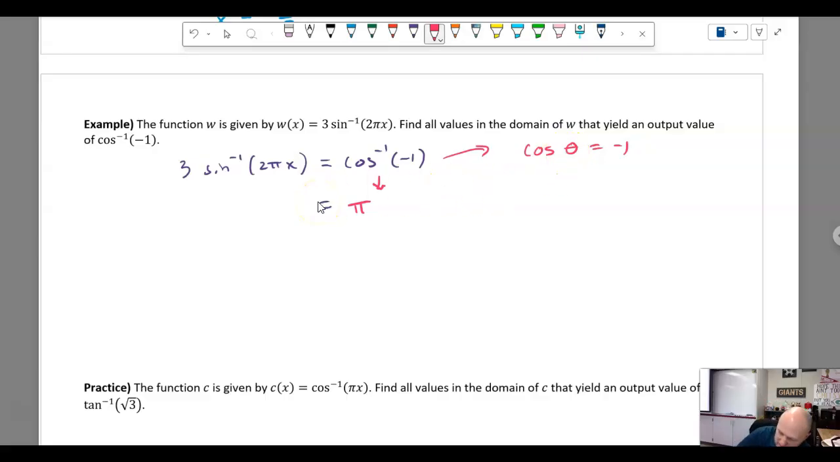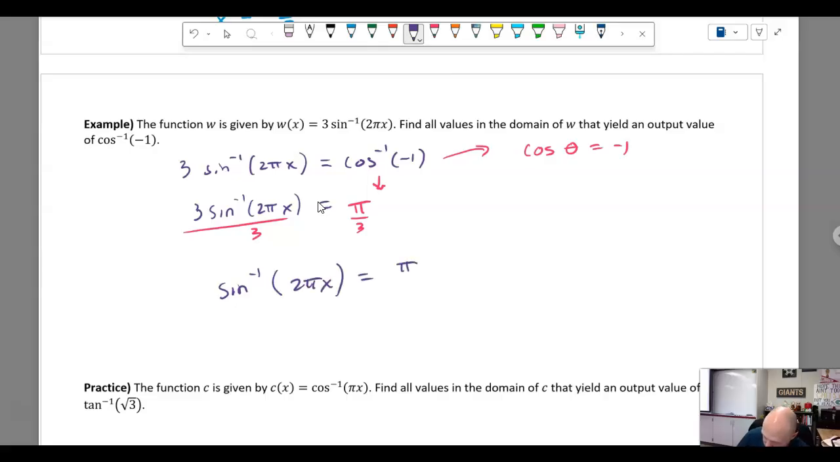And then we bring down our left-hand side. So 3 sine inverse of 2 pi x. And now I'm just going to go ahead and divide by 3. So I get arc sine of 2 pi x is equal to pi over 3. And I solve this by taking sine of each side. Sine of each side. These cancel.